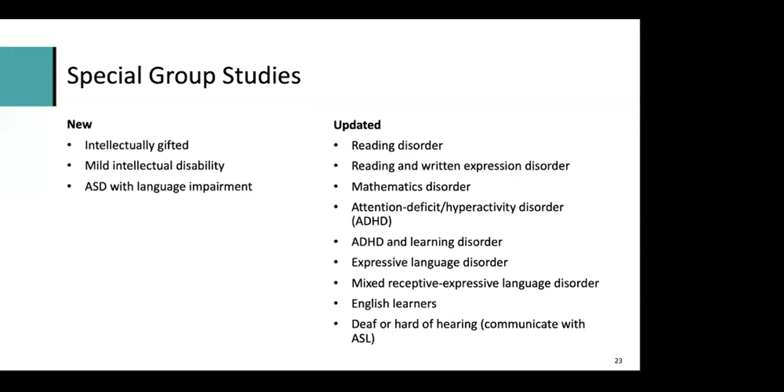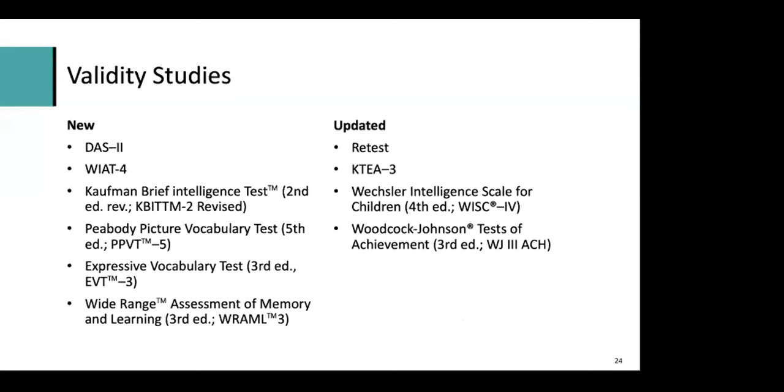Now, the comparison groups for the intellectually gifted, intellectual disability, and autism spectrum with language impairment special groups were derived from the DOS2 and USA normative sample, and then the remaining studies were collected during the DOS2 standardization, and the scores were updated. Now, validity is the extent to which a test accurately measures what it's supposed to measure. We have validity studies included as well.